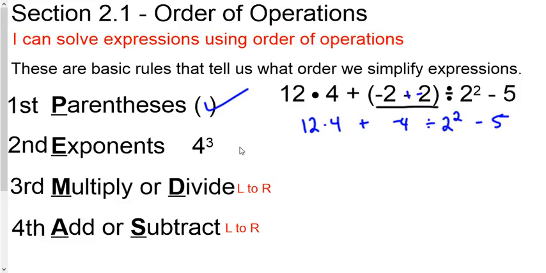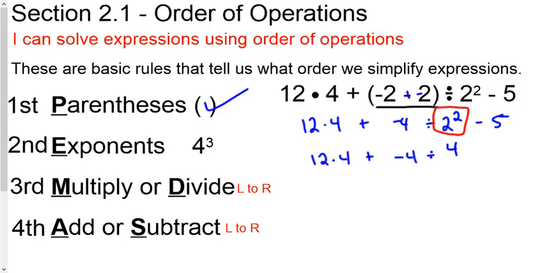We've done our parentheses. Check. No more parentheses. What about exponents? Well, you see our exponents are right here. What's 2 to the second power? That's the same as 2 times 2. So that's 4. And now we can go back through and pull everything else down that we haven't done.